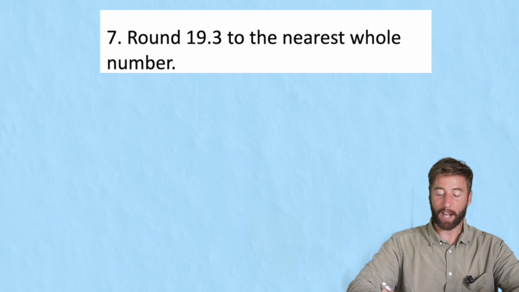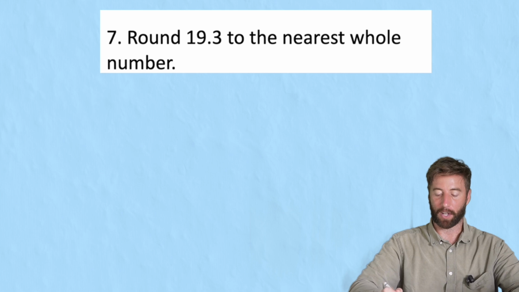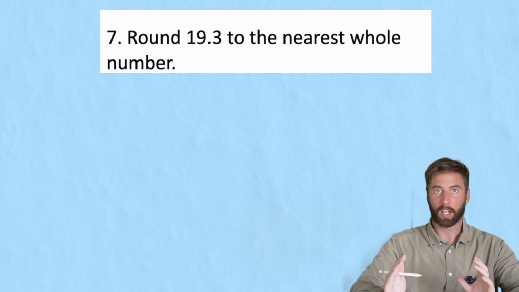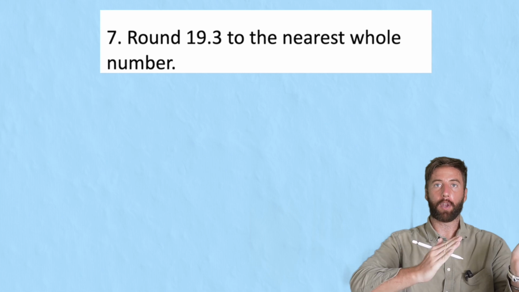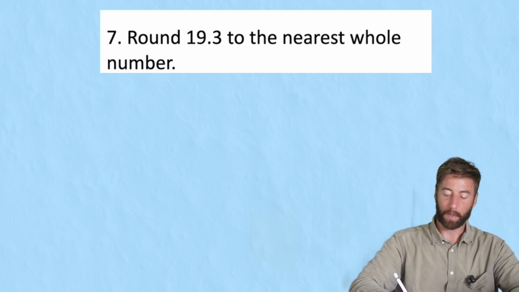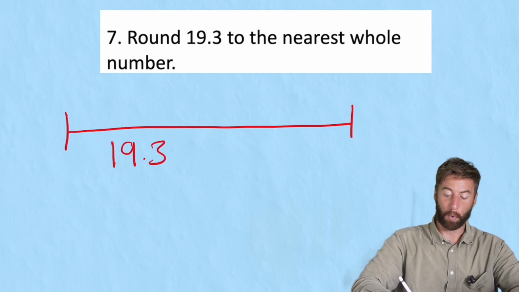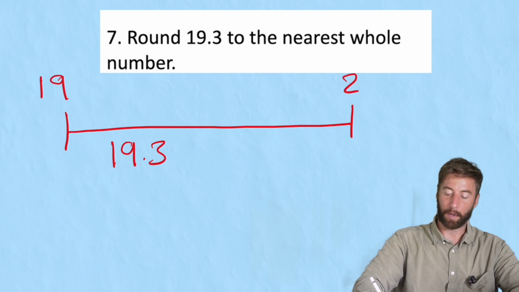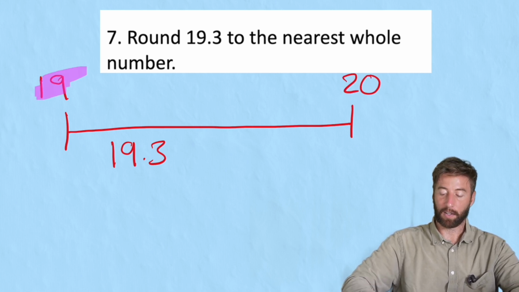Question 7 says round 19.3 to the nearest whole number. So what we have to understand is a whole number is a number without any decimals afterwards. So we're looking for just a whole number. So I need to understand which 2 options I have. I have a lower number and I have a higher number. Well, if it's 19.3 and I draw a number line, 19.3 will sit somewhere between the whole number of 19 and the whole number of 20. So my 2 options would either be 19 or 20.